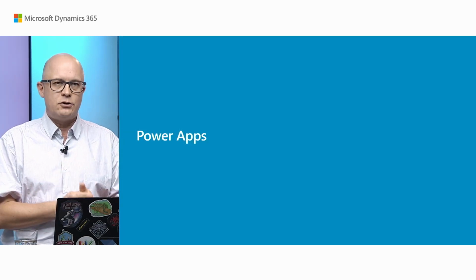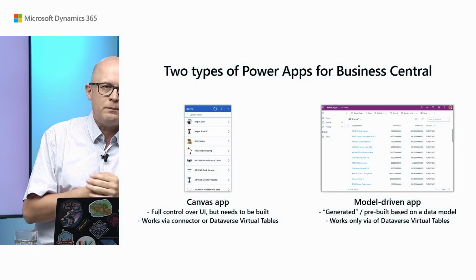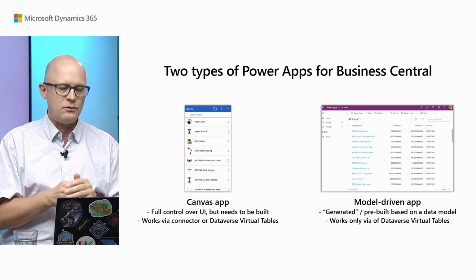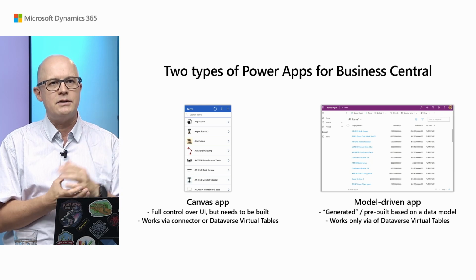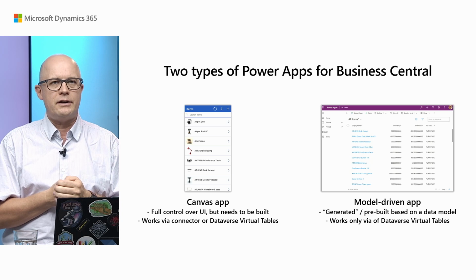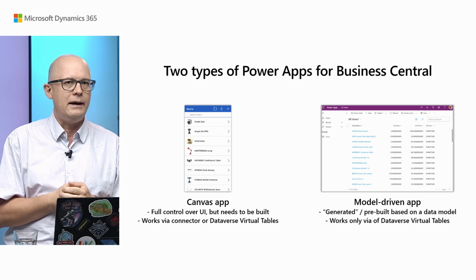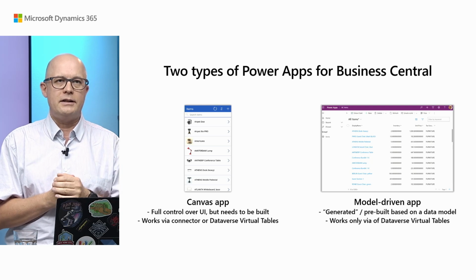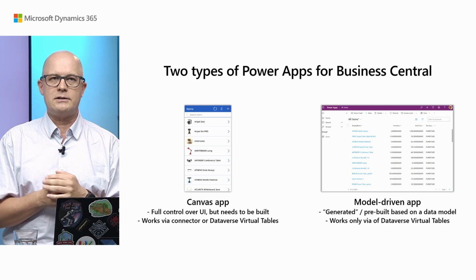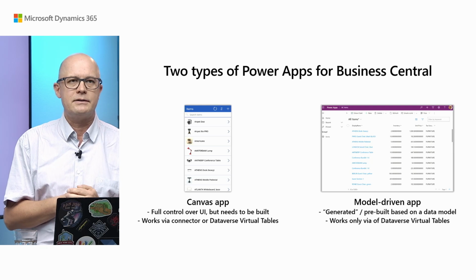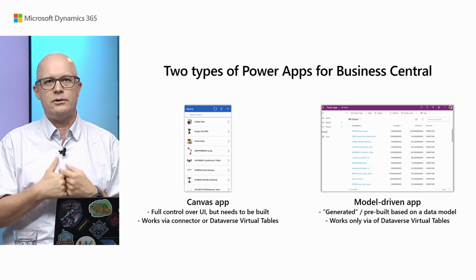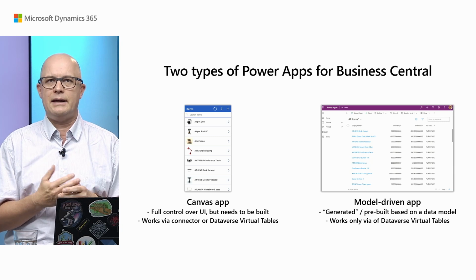Okay, let's switch gears to Power Apps. We talk about Power Apps and two different types of Power Apps that work with Business Central. We're talking about Canvas apps, where you have full control over the UI, but you have to build that UI. And those types of Power Apps are usually designed for mobile experience, for desktop, for phones or tablets. And then they work with Business Central through our connector or through Dataverse virtual tables.